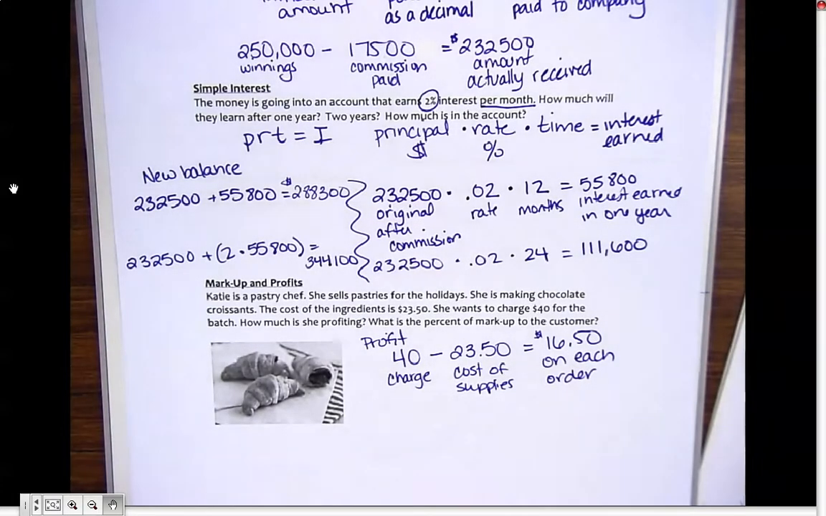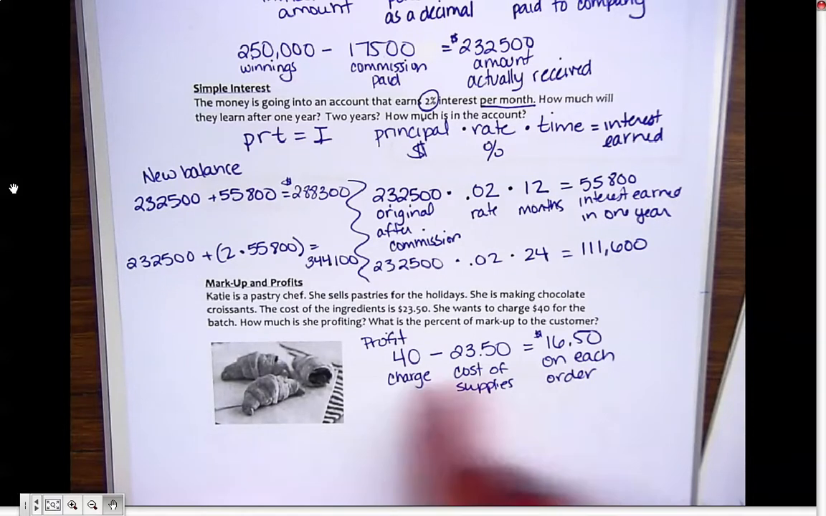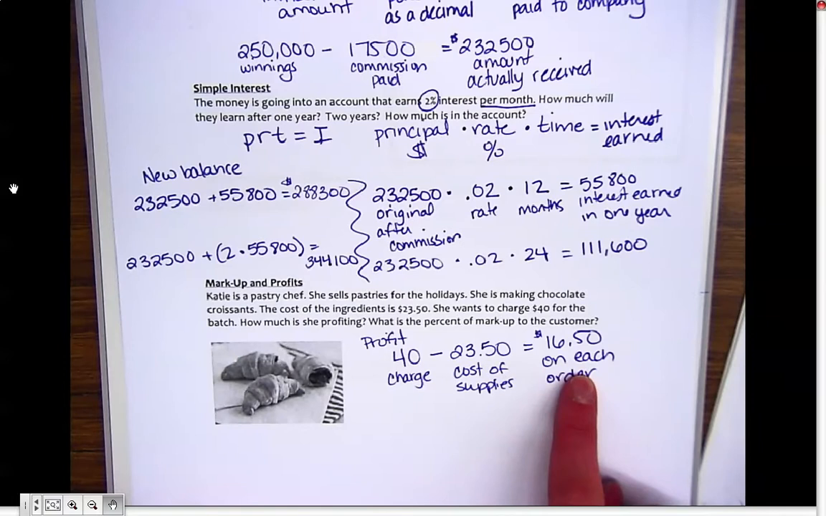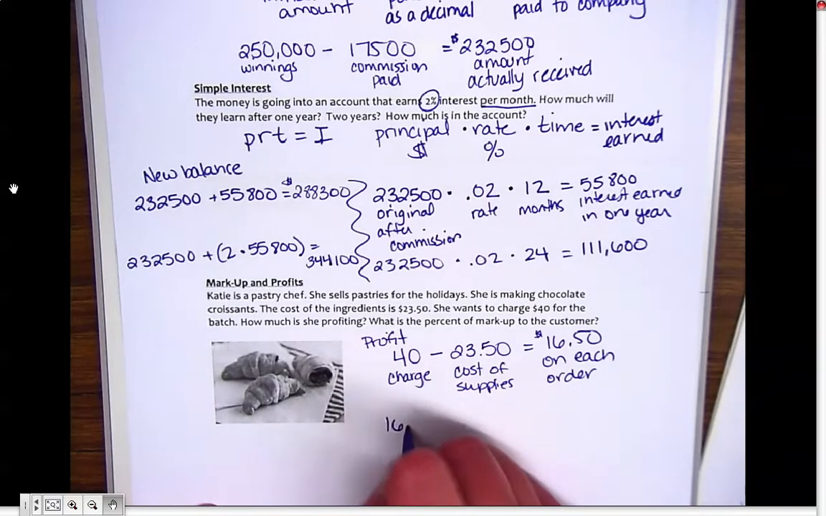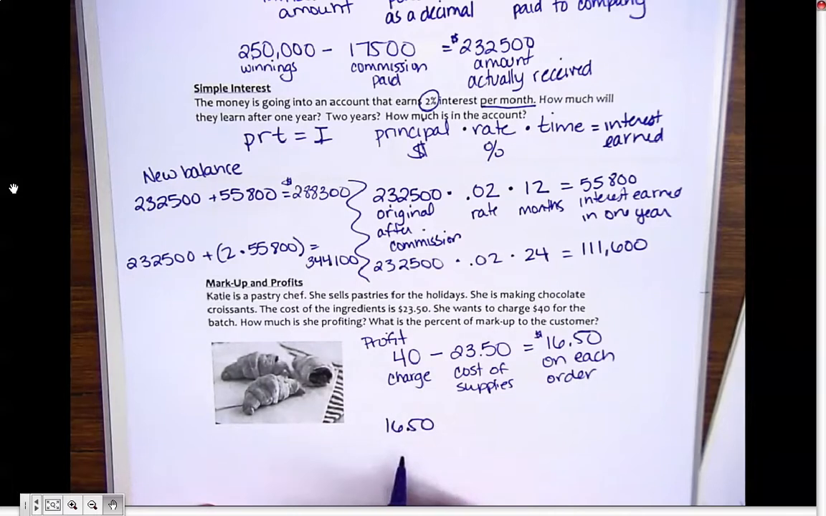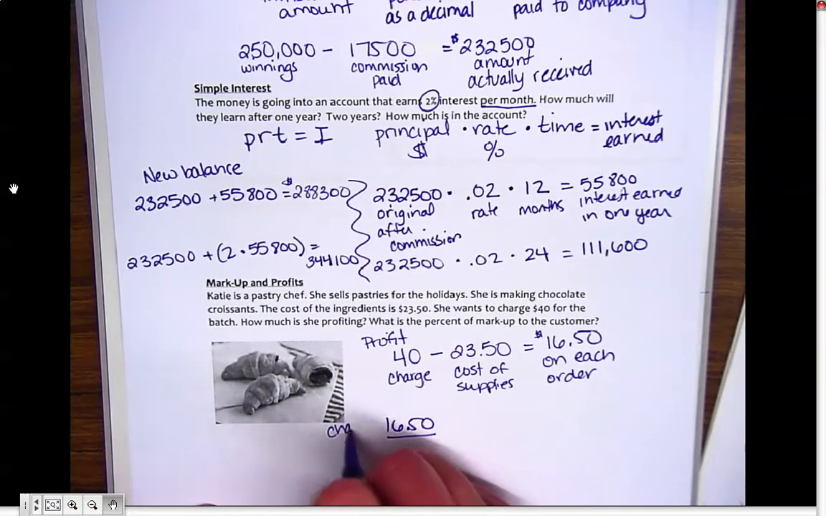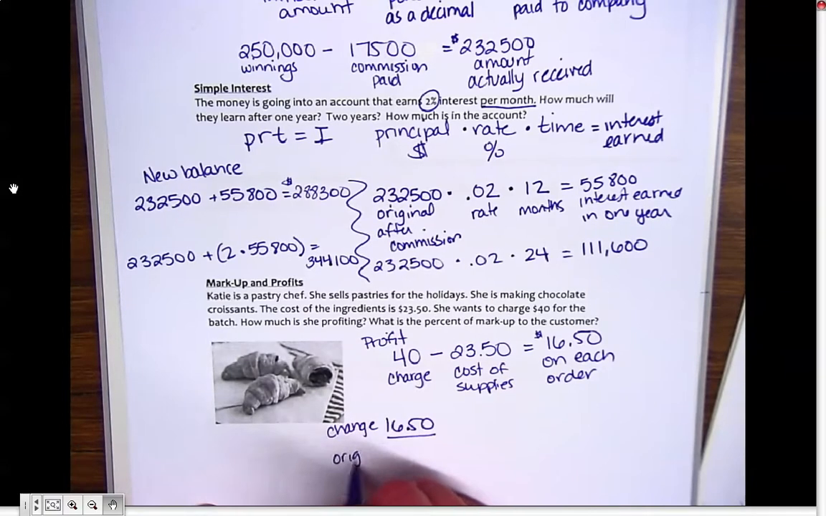Now, we want to figure out what percent she is marking up the cost to her customers. In order to do that, the first thing we have to do is determine the amount of change, which in this case is $16.50. So that is our amount of change. Then we're going to take that $16.50 and divide it by the original cost. So this is the change divided by the original.